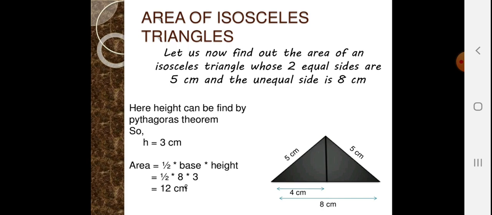Now, unequal side is 8 centimeter. If you just make it half, that becomes 4. That 4 you have used to find the height of the given triangle. Now, the second step is area. Area is equal to 1/2 base into height. Your base is 8 centimeter and your height that you found is 3 centimeter. So, 8 3s are 24 divided by 2, that comes to 12 centimeter square.